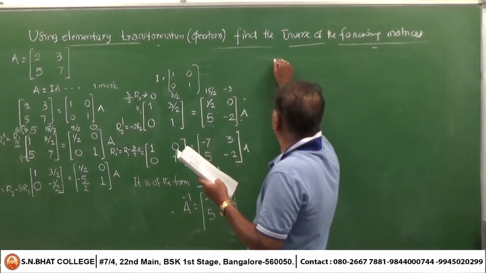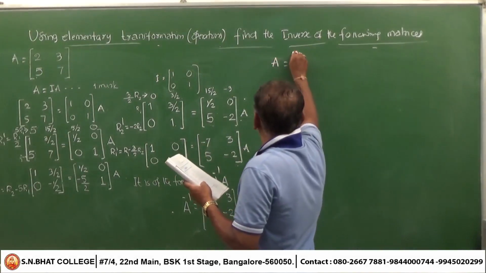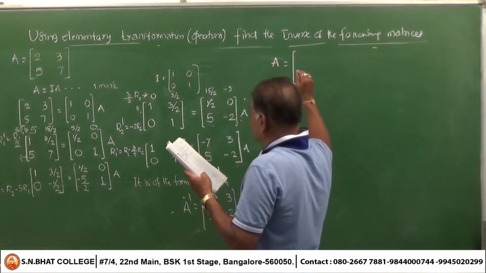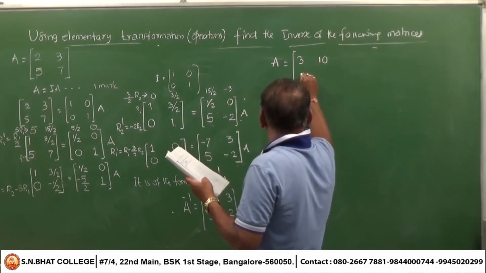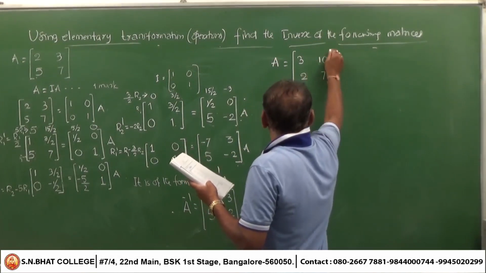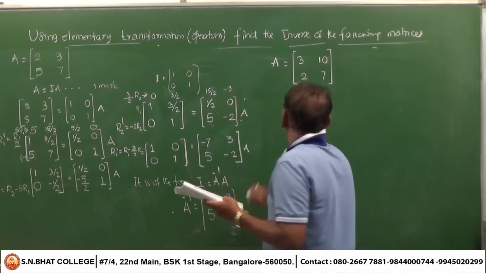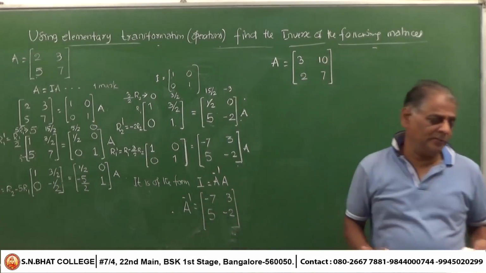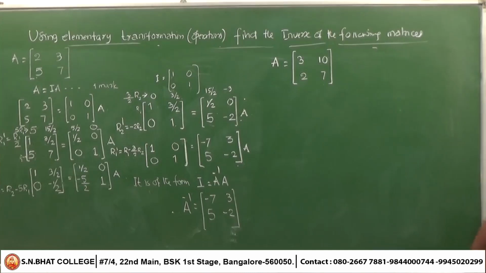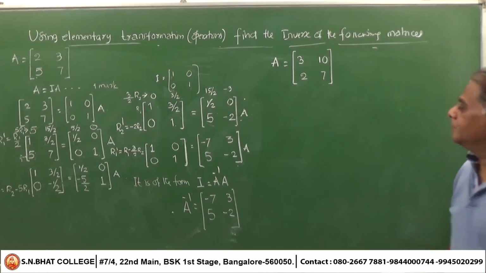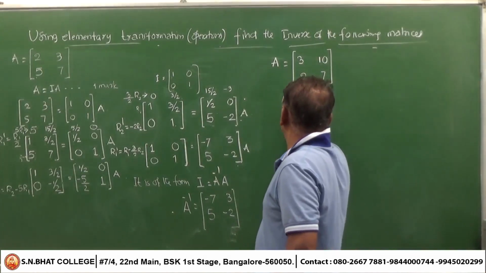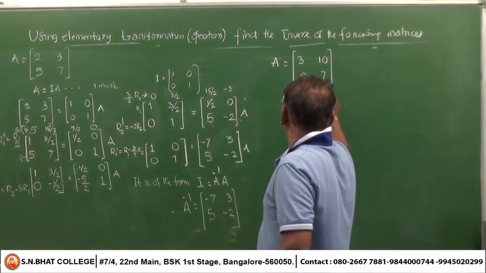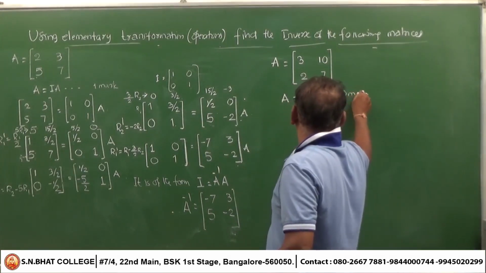Next problem, A is 3, 10, 2, 7. First write A is equal to I into A. Writing this step carries 1 mark.